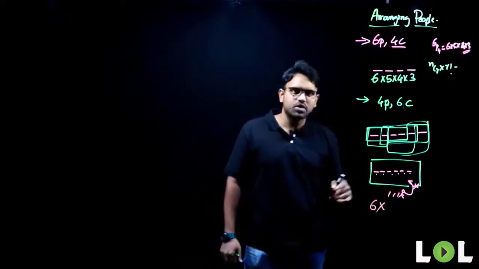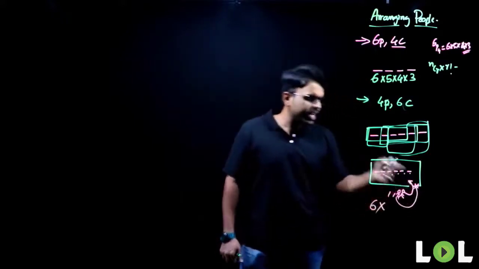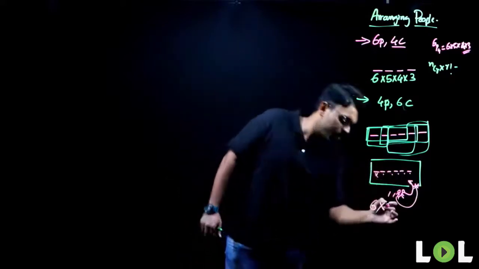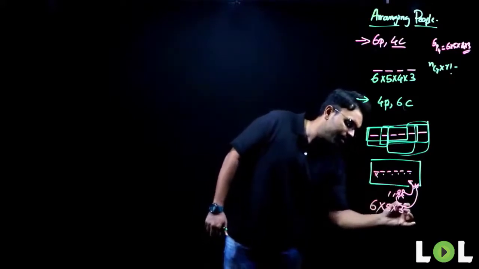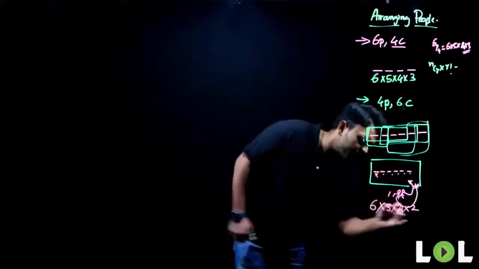One among these chairs is filled now. Now the second person will start walking into the room. When the second person walks in, in how many different ways can he sit? 1 chair is occupied, so he can sit in 5 different ways. Next person, 4 different ways. Next person, 3 different ways.